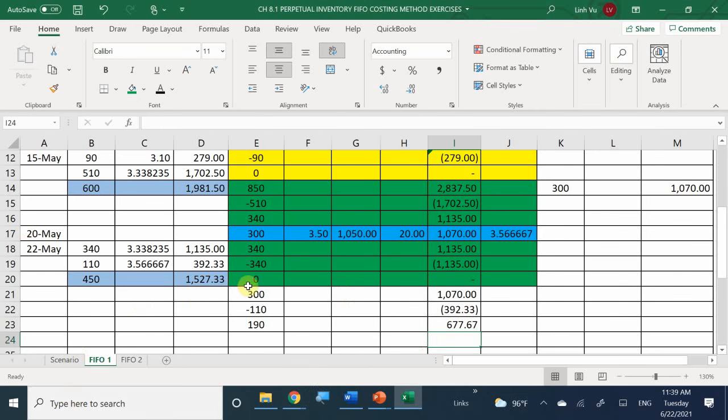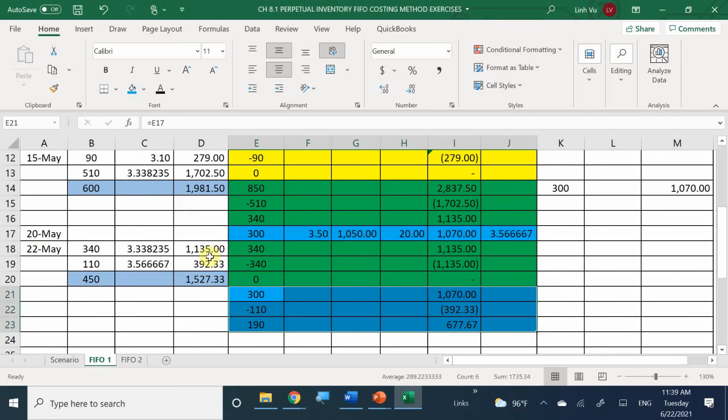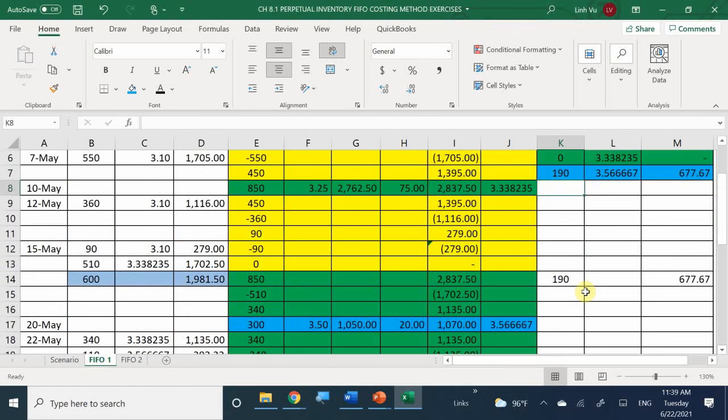Correct. So once again, all of these numbers involve my blue batch. Therefore, I'm going to update my inventory because I no longer have 300 items. I only have 190 left, and 677.67 is my ending balance. That's the total goods I have available left: only 190 items.